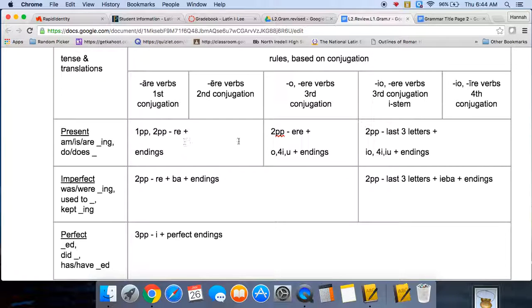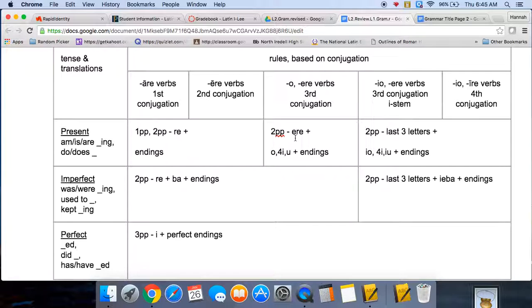Okay, let's take a look at how these things look. 1 pp means first principal part. That's the first dictionary spelling. Normally it ends in an O. It could end in an M. And then the second part of the rule is 2 pp minus re. This goes everywhere else in the verb chart. So your first person singular, the I form, uses the 1 pp. And then all the other forms in the present tense are 2 pp minus re with both of these kinds of verbs. If you look over, third conjugation does something different.